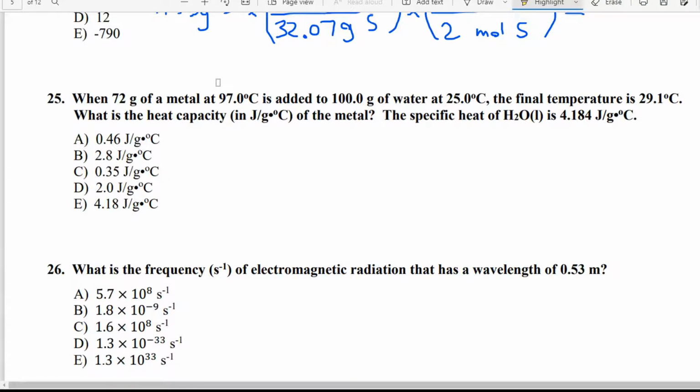It says when 72 grams of metal at 97 degrees is added to 100 grams of water at 25 degrees, the final temperature is 29.1. What is the heat capacity of the metal? The specific heat of water is given.